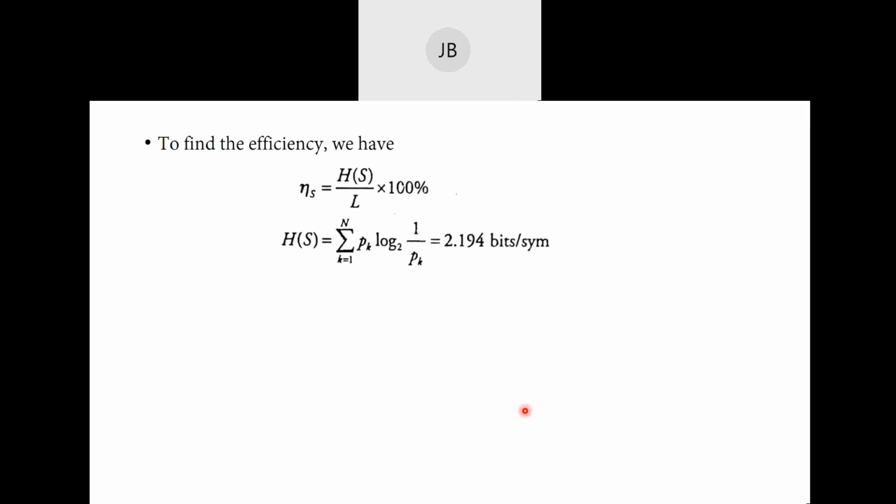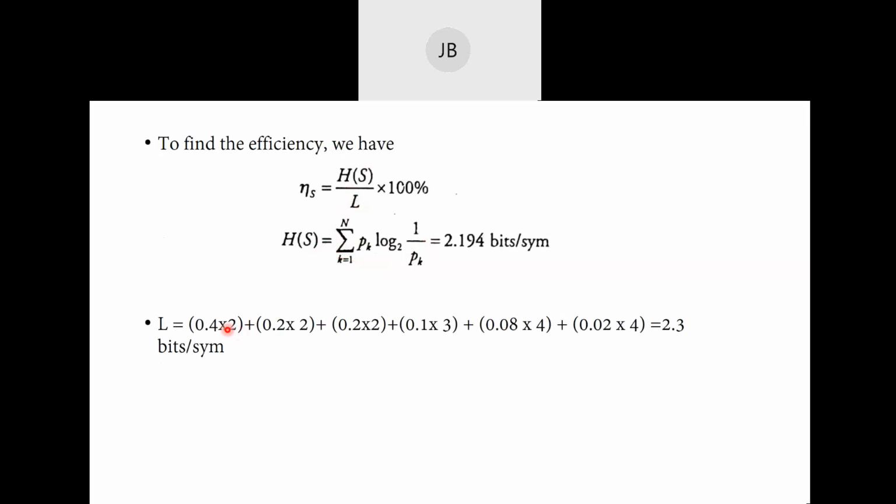The efficiency is given by this equation, that is entropy divided by the length. So entropy can be defined with the help of this equation, that is probability times log of 1 by probability. Since we know the probability of every sequence or every symbol that is emitted, we can easily find the entropy. And the length of the code word basically depends on the probability and the number of bits in a code word, or length of the code word.